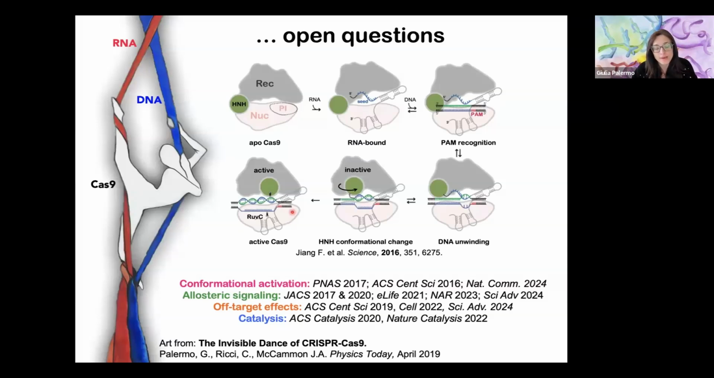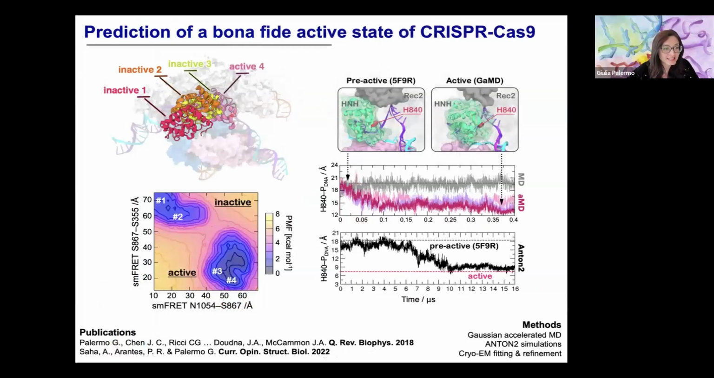And this has been a complex study in which we studied how the system changes conformation from apo to DNA-bound, to RNA and DNA bound. But I would like to focus on the conformational activation of the catalytic HNH domain, which was found to assume multiple inactive conformations through structural biology. In this case, we used a Gaussian accelerated MD method and Anton 2 simulations to characterize how HNH changes conformation based on the 3 inactive structures that have been interpolated, while also characterizing what we called a putative, a bona fide model of the active state, where HNH docks at the cleavage site. You can see this was identified with accelerated MD and with Anton 2 simulations.